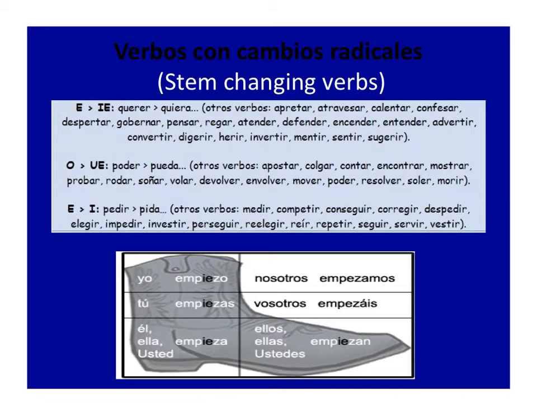These verbs are also known as boot verbs because when you draw a line around the conjugations that have the stem change, you see a boot, like the one over here with the verb empezar. Remember that all the conjugations inside the boot have the stem change and the ones outside do not.